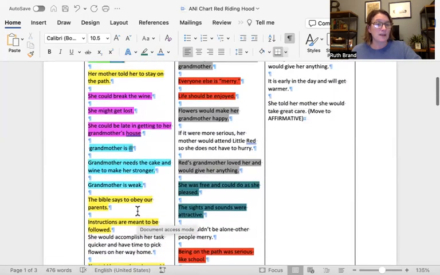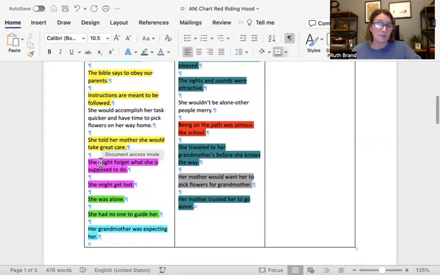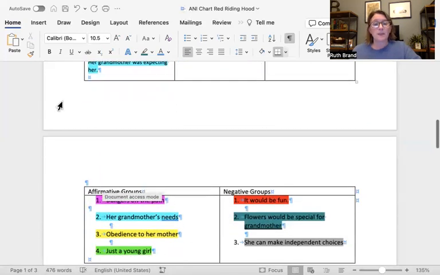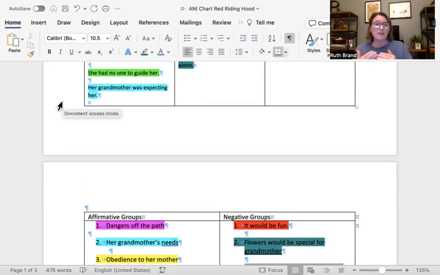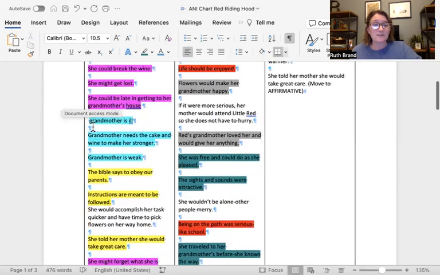As I kept reading down that list, I found she could be late in getting to her grandmother's house. It's not really dangerous, but maybe a result of getting off the path. And so I lumped it in there. And then down here, she might forget what she's supposed to do, get distracted. She might get lost. So all of those for me felt like they were dangers off the path. And then in my thinking, I kind of changed my thinking a little bit later. And I really thought, maybe those are just problems or possible consequences. So my wording is going to change, and that's okay. That can happen. And then there was still left some to be sorted.